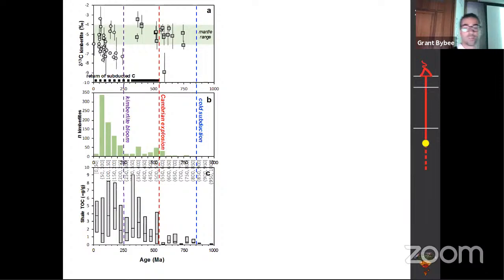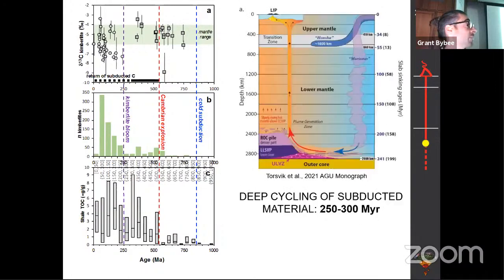Yet you might very well argue that there is still a 300 or so million year gap between when these events start, so the Cambrian explosion, and when we have the kimberlite bloom and, importantly, this perturbation in the carbon isotopic composition of kimberlites. So to address this apparent dichotomy, we can turn to geodynamic reconstructions. This is a chart that I borrowed from a recent chapter in the AGU monograph by Strontium.